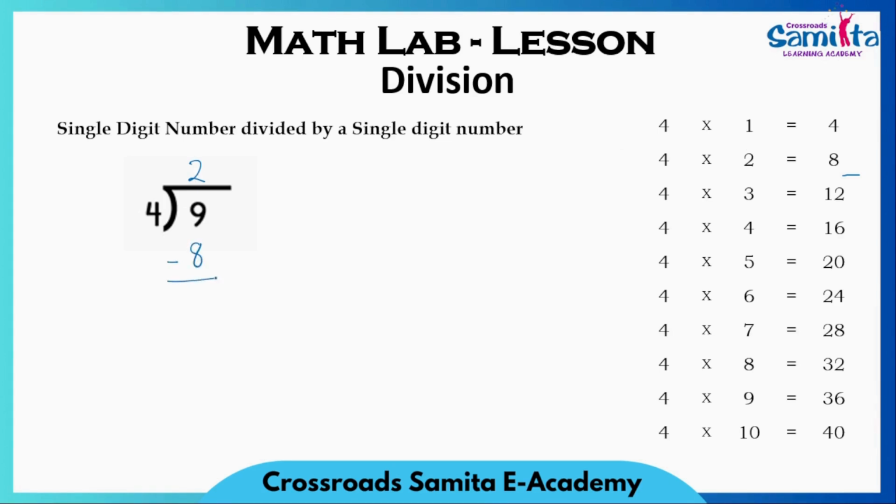We have to subtract both these numbers. 9 minus 8 is 1. Therefore 2 will become our quotient, 1 will become our remainder. Therefore 9 divided by 4 is nothing but 2, and the remainder will be 1.